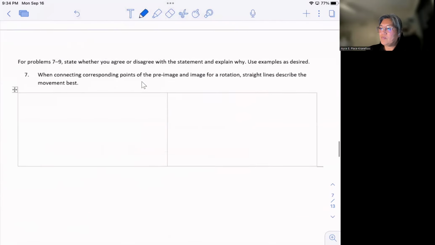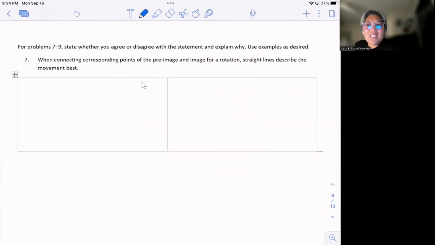All right. Now these disagree-agree statements. It's kind of like a true-false. If we disagree, we need to figure out why. If we agree, we need to figure out why. Okay? If I connect corresponding points of pre-image and image for a rotation, what does rotation mean? That's what I want you to think about. Should we use straight lines to describe the movement? Go back and look at your previous quiz questions. Do we agree or disagree? Thumbs up, thumbs down.